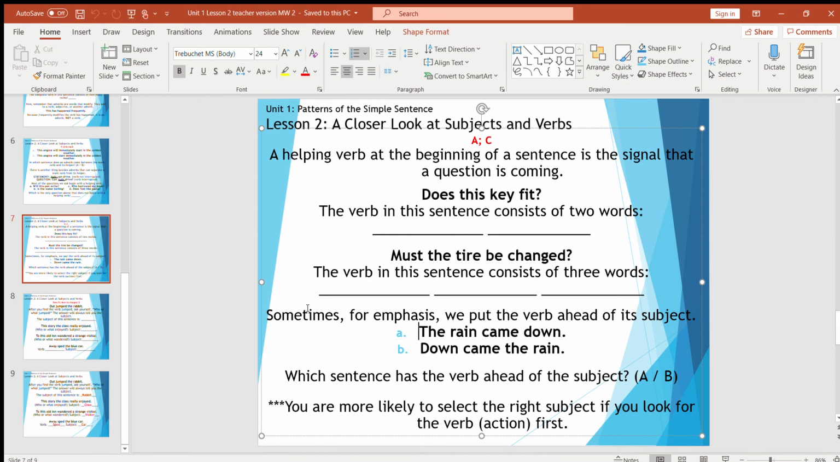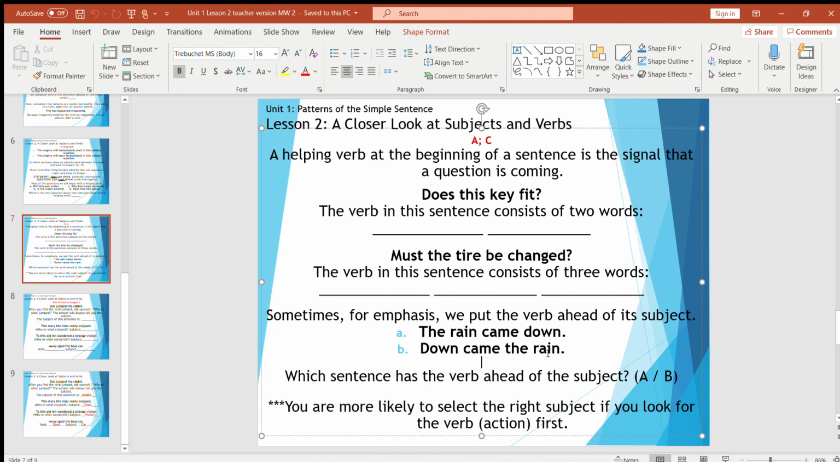Sometimes, just for the sake of emphasis, because we get boring with our writing, we don't want to be boring writers, sometimes we put the verb ahead of the subject. So we have the rain came down versus down came the rain. Which sentence has my verb coming in front of the subject, right? The thing that it is doing. So A, we have the rain being my subject, doing what? It came down. But in B, we have down came what? Came the rain. So B would be the one that has put the verb ahead of the subject.